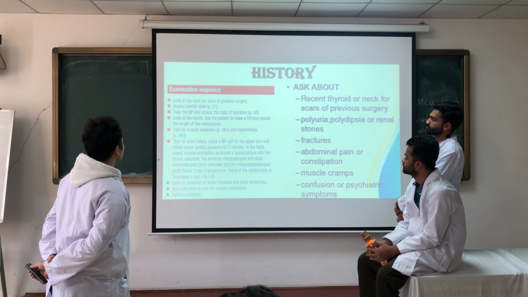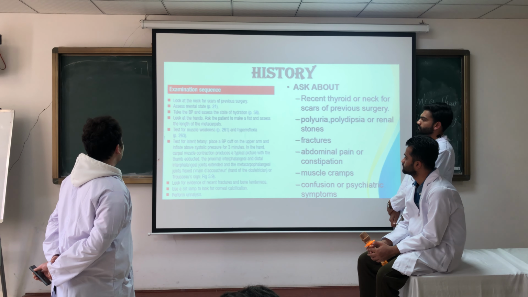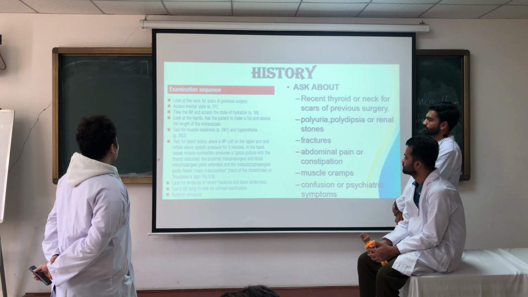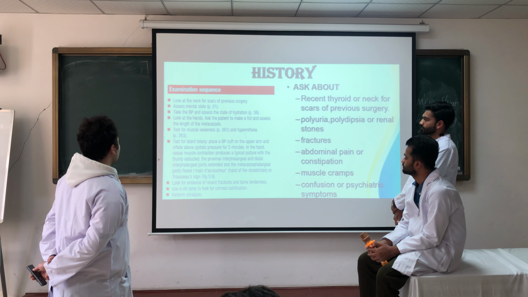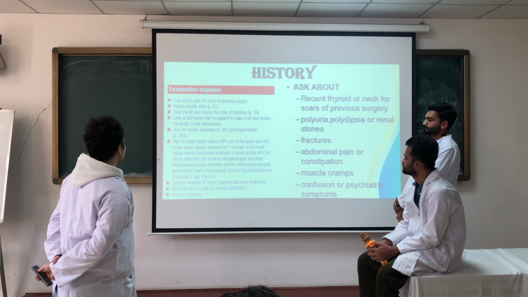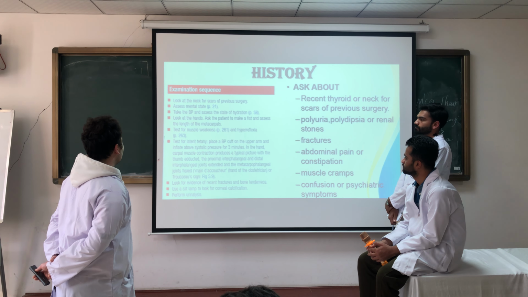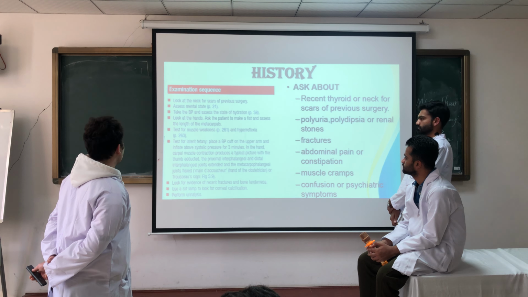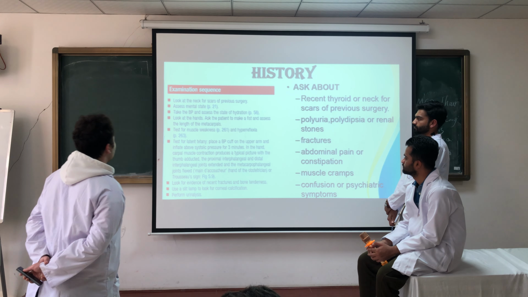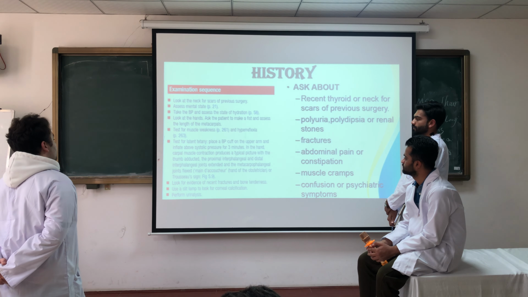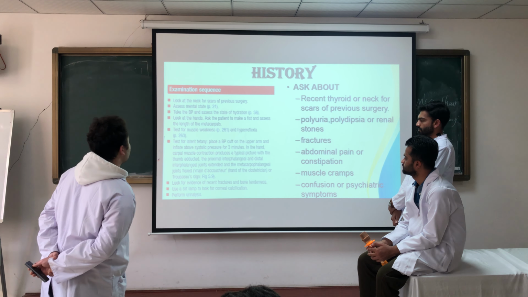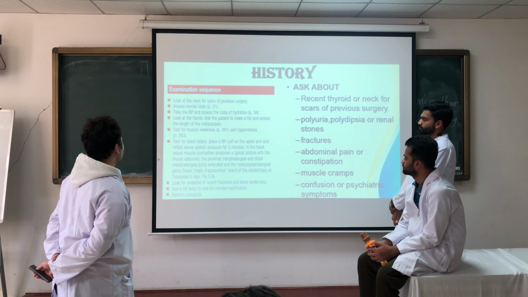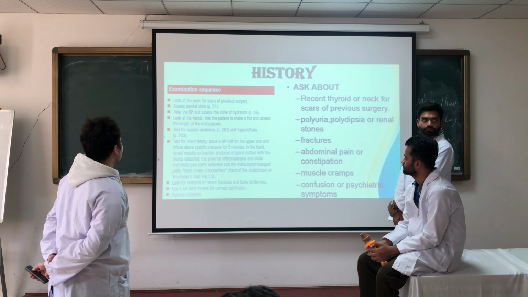Place a BP cuff on the upper arm and inflate above the systolic pressure for 3 minutes. In the hand, carpal muscle contraction produces a typical picture with the thumb abducted, the proximal and distal interphalangeal joints extended, and the metacarpophalangeal joints flexed. Look for evidence of recent fracture and bone tenderness.